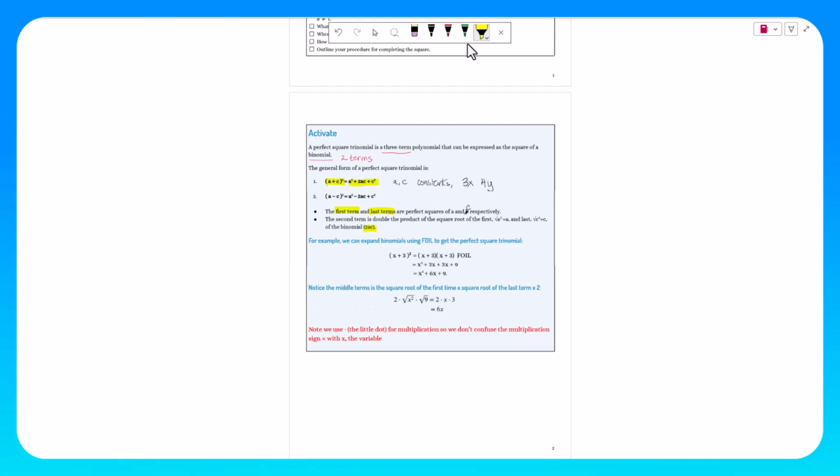So let's look at an example. We're going to look at x plus 3 squared. Well, to do this, we say x plus 3 times x plus 3, and we FOIL it out. First, outside, inside, last. That's going to give us x squared plus 3x plus 3x plus 9, and simplifying it, we get x squared plus 6x plus 9.